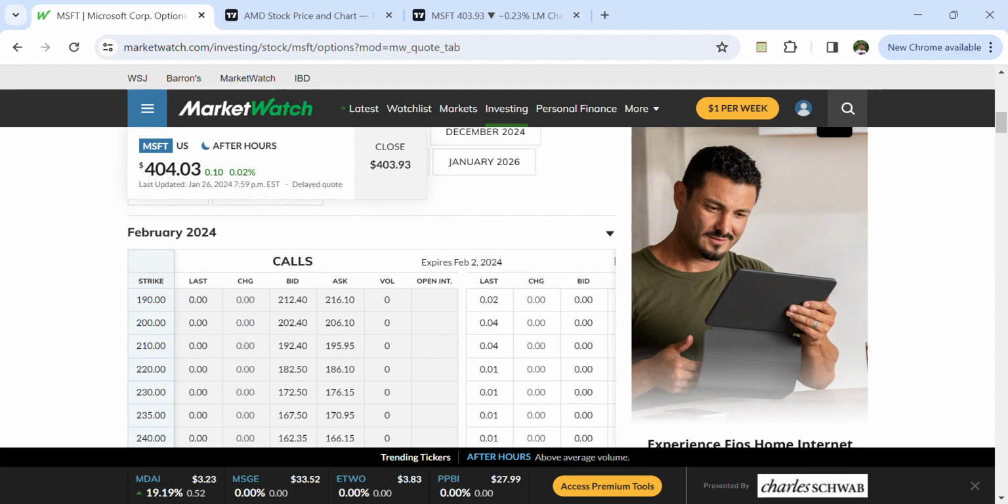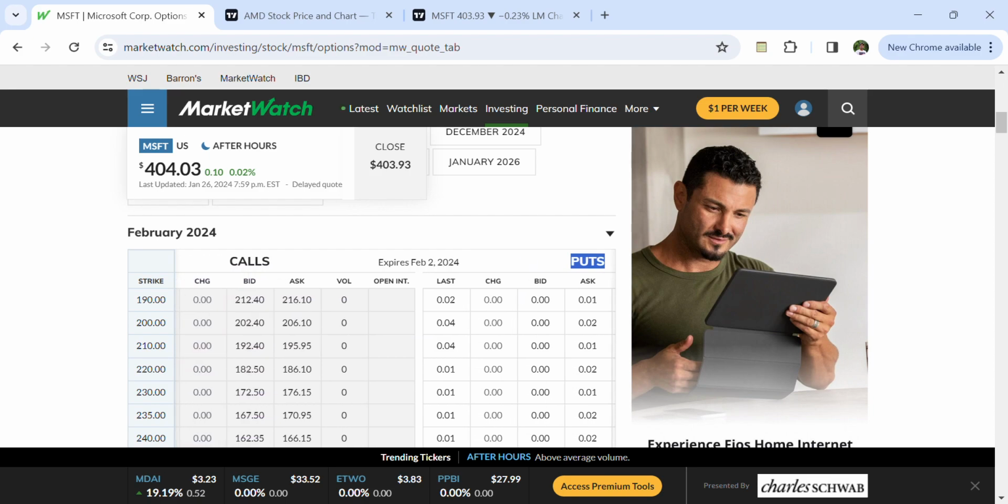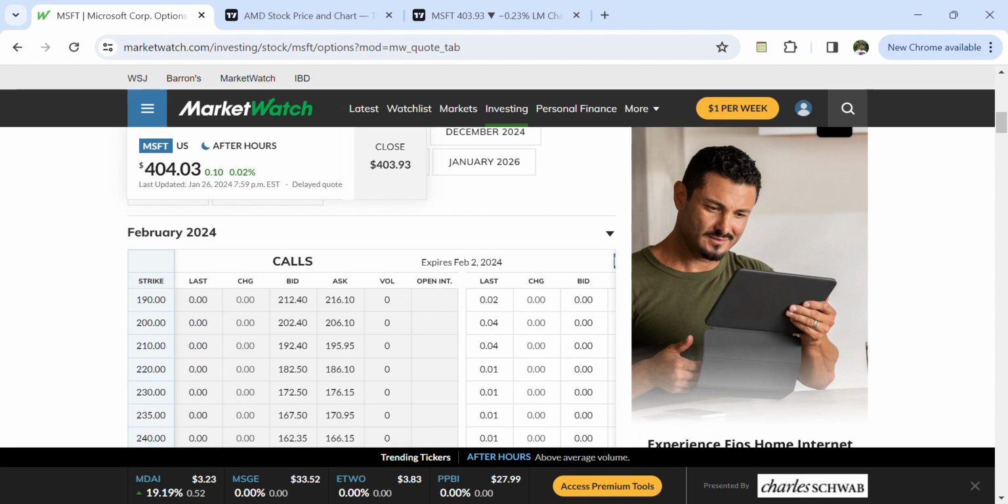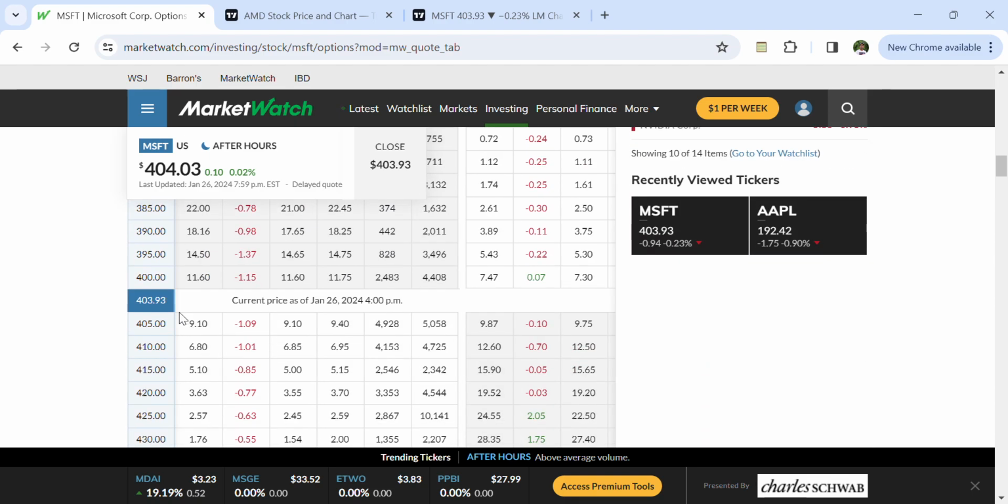In the example over here, the calls are here, and if I slide right, I can see the puts. Now I will keep it somewhere in the middle. I just want to see the bid prices. On the right side you have the puts and on the left side you have the calls. Let's go to the current price. The current running price of Microsoft is near 404, 403.93 to be accurate.